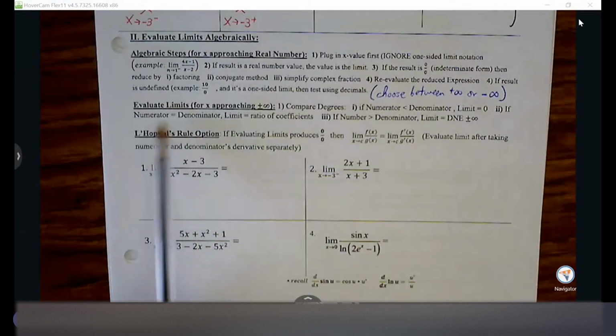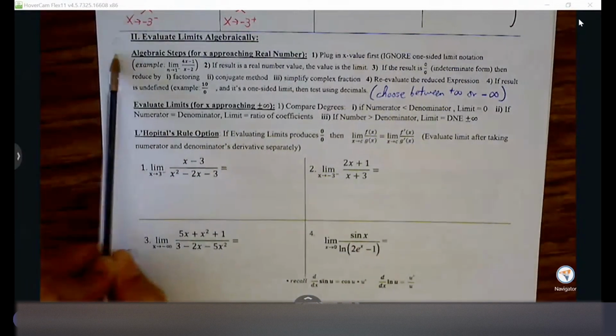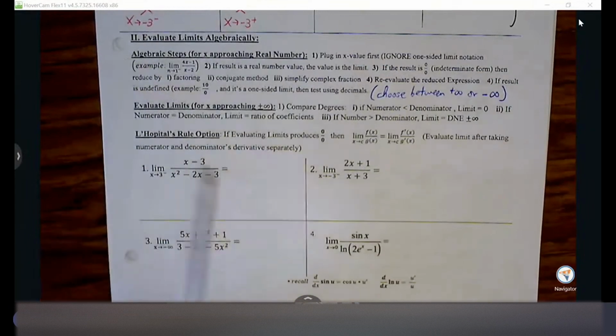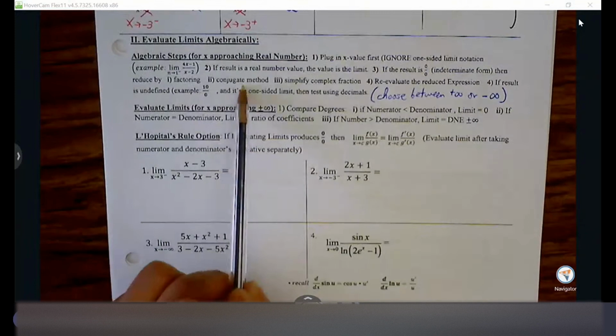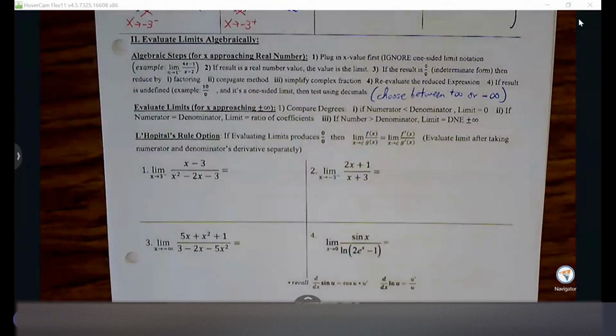Now, there is another way of dealing with real numbers. Going back to algebraic steps, approaching real numbers, if you get 0 over 0, you can go through factoring, conjugate methods, complex fractions, but those are very specific, right? Very specific cases.